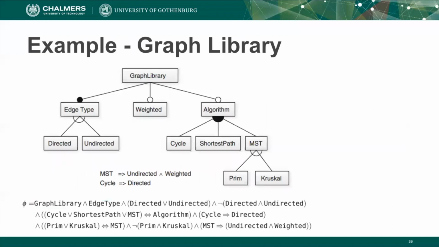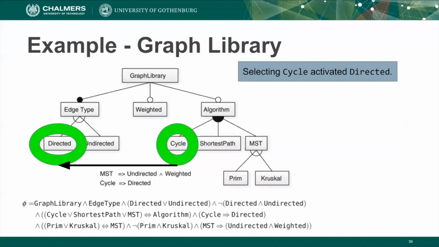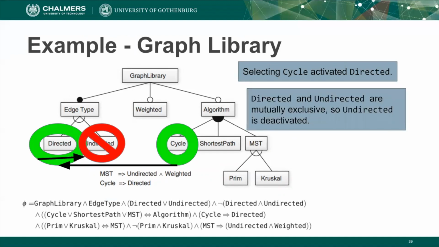Okay, so here's our graph library again, and let's say we selected cycle. Well, due to the implication of cycle implies directed, selecting cycle now suddenly means we've also activated directed as well. We must choose it as well. Okay. Directed and undirected are mutually exclusive. So after we've chosen cycle, well, we've selected directed, which also propagates through, meaning we can no longer select undirected. It is deactivated as a result, right?